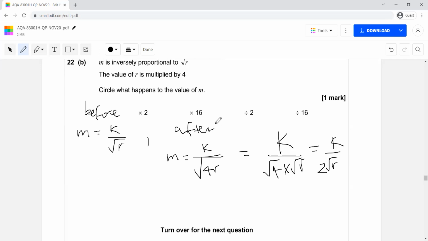You might think this means we're multiplying by 2, but in this case we're actually dividing by 2. Let me show you what this means. It's k over 2 times 1 over root r. Another way of saying this is a half k times 1 over root r. So we know it's dividing by 2 because we put a half k, and halving is basically dividing by 2.